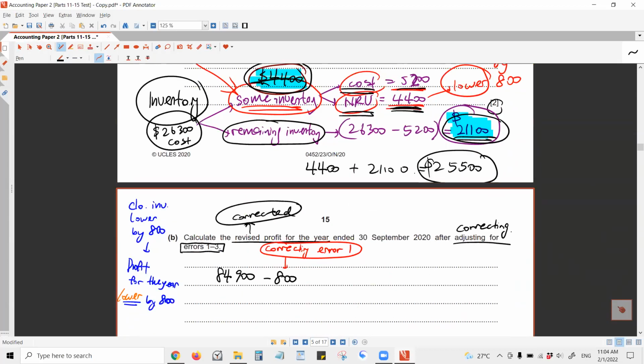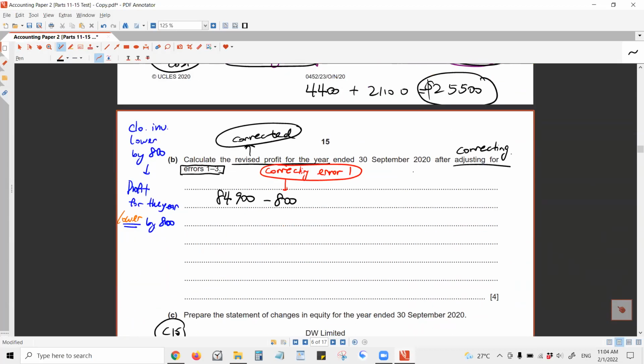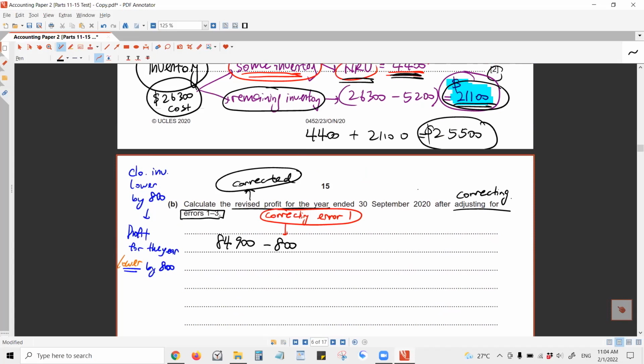Okay, then part B, you have to find the revised profit for the year after adjusting for errors 1 to 3. Okay, you see the B. So you have to correct error 1, 2, 3. Then you find the new profit for the year, the correct one.